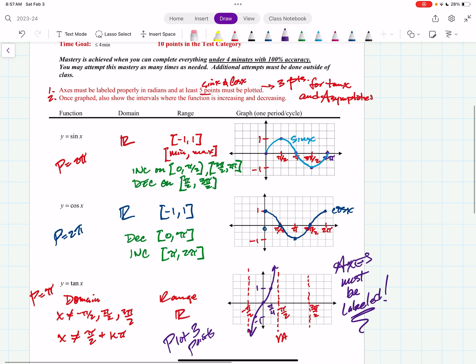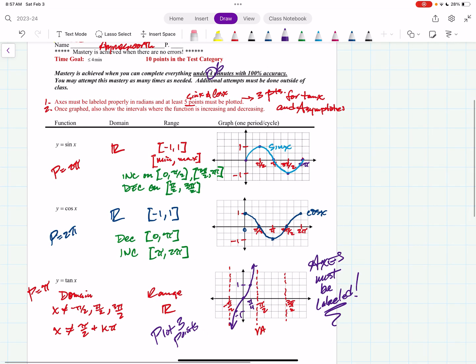All right. In fact, you know what? For 3 graphs, I might even change this time limit to 6. Okay, I'm going to do that. I'm going to change that to 6 just to give people a little bit more time. So less than or equal to 6 minutes here. So change that.